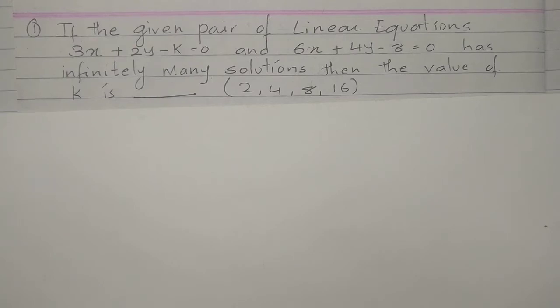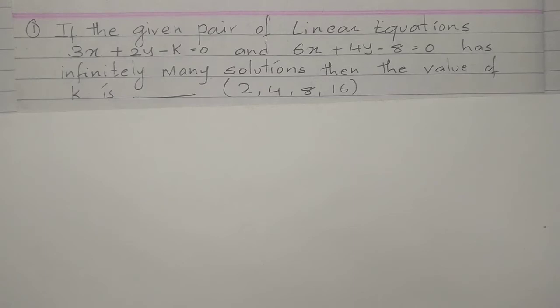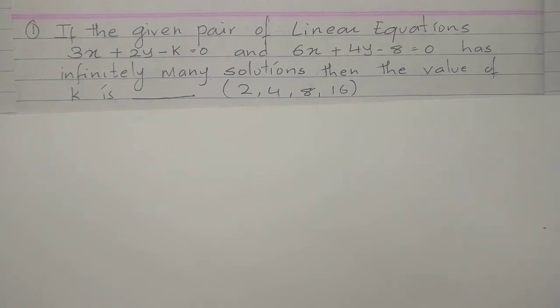The first one is, if the given pair of linear equations 3x plus 2y minus k equals to 0 and 6x plus 4y minus 8 is equal to 0 has infinitely many solutions, then find the value of k. And the options are 2, 4, 8 and 16. So how do I solve this?